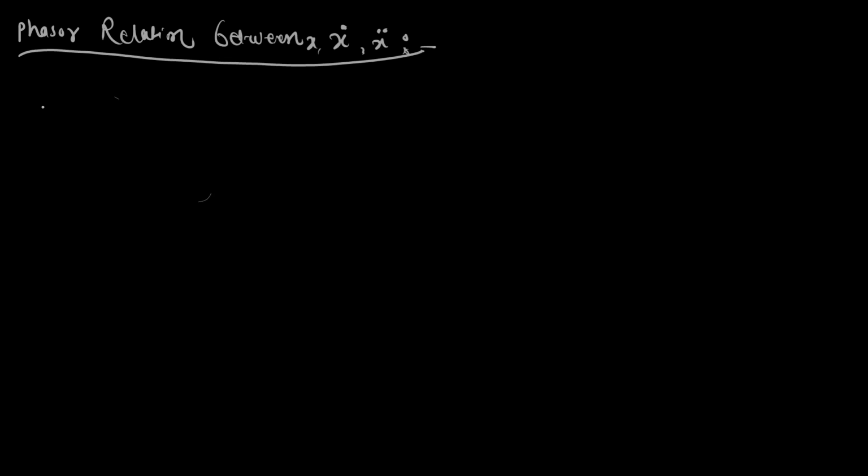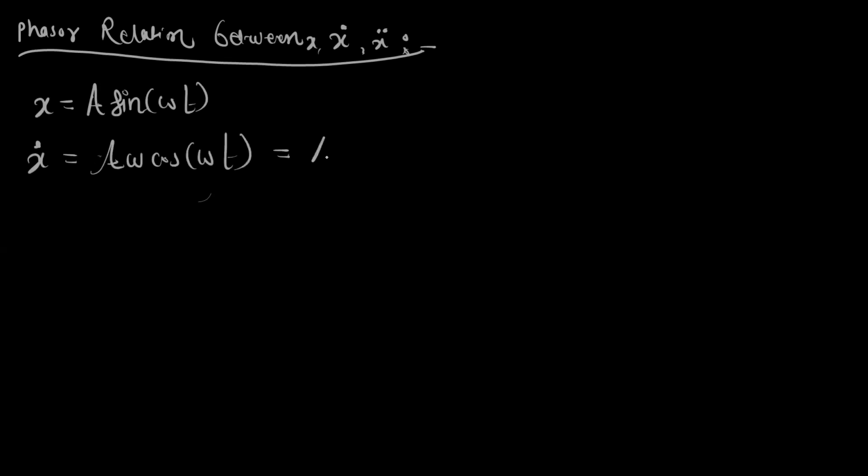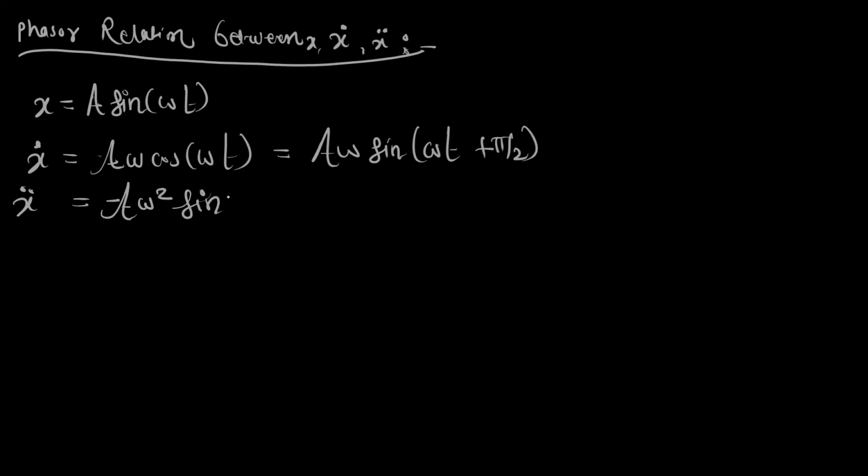To draw the phasor diagram, we must have the equations. So displacement is a sine omega t, velocity is a omega cos omega t, that is equal to a omega sine of omega t plus pi by 2, and x double dot is equal to minus a omega square sine of omega t.